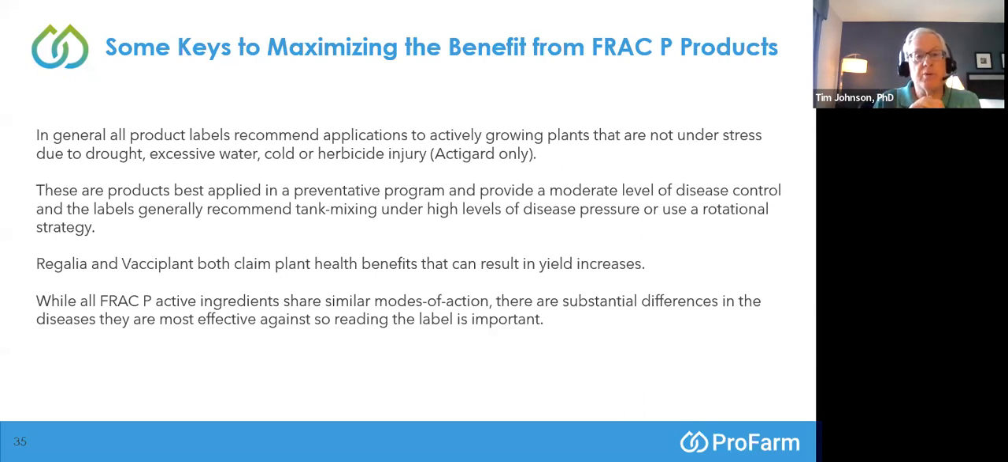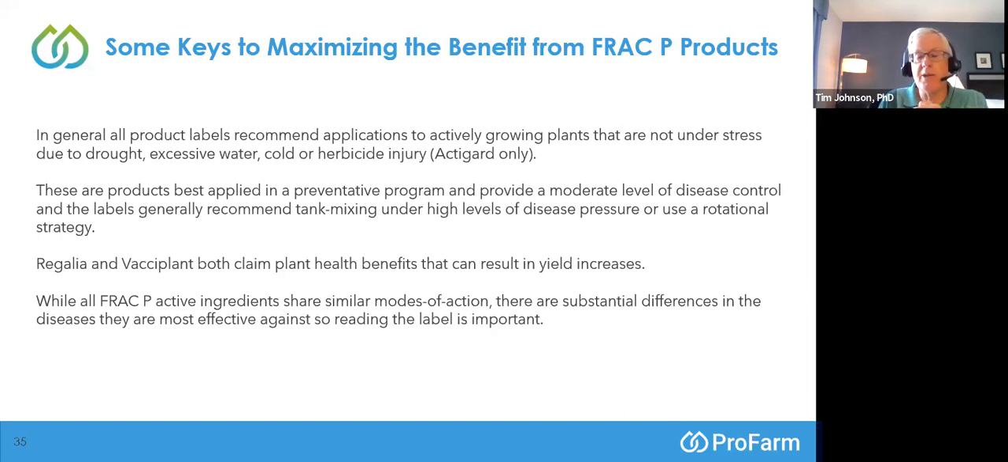So you'll see, for example, for both the ActiGuard and the Regalia labels, they recommend applications basically to actively growing plants that are not stressed. Some plants it's really not particularly important, others it is. I noticed when working on this presentation that the ActiGuard label mentions herbicide injury as a stress, not something we've looked at in Marone, but it might be applicable.